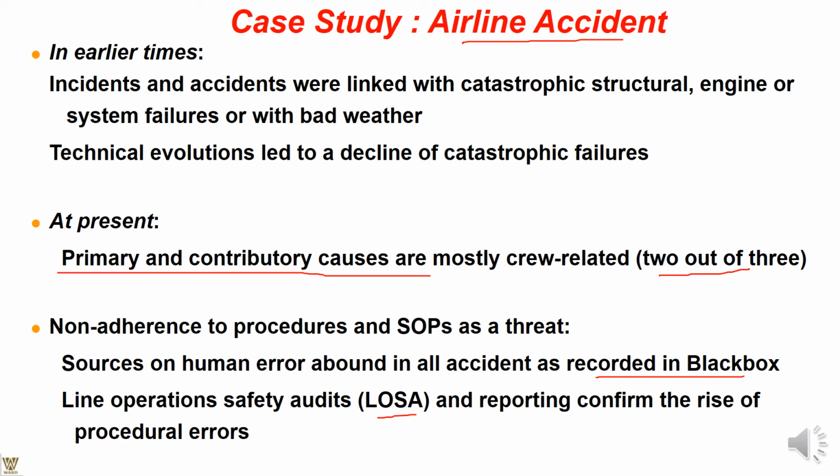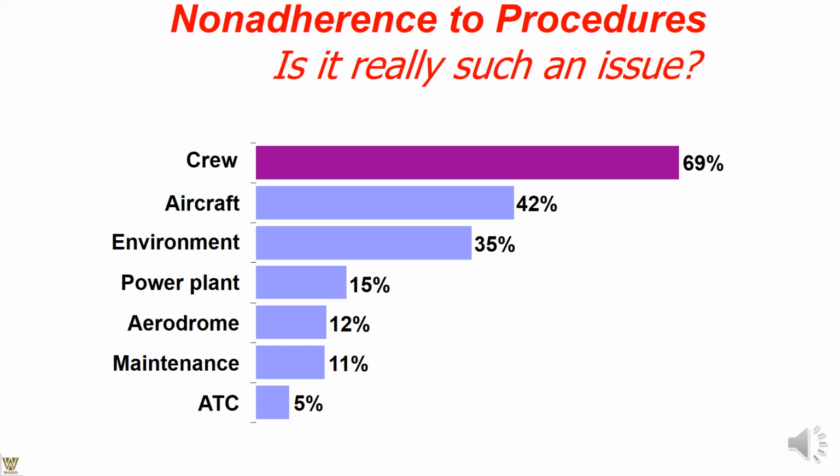Remember, you still have a greater chance of meeting an accident on the road than in the air altogether. So it is relatively safe to take the airline as a mode of transport. Now, what happens with non-adherence to procedure? Where does it go wrong? If you look into it, 66 or 69% is crew problem. It is the manpower, it is the employee, it is the captain, it is the crew.